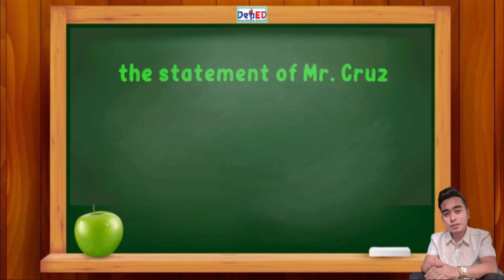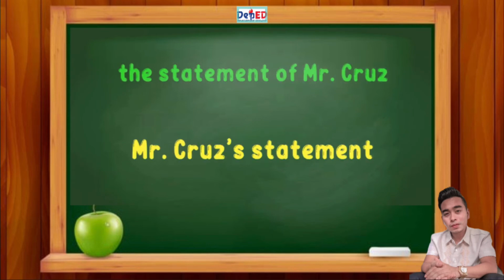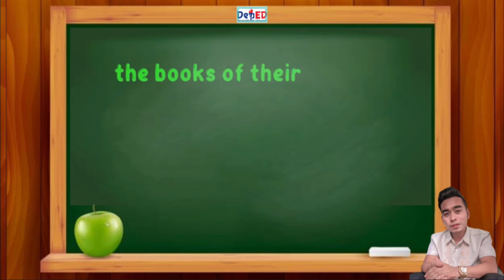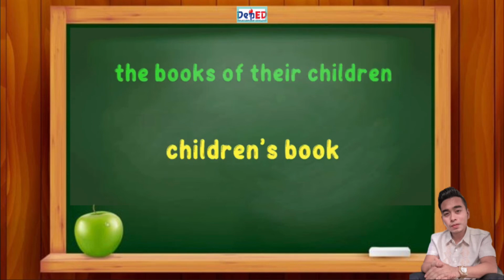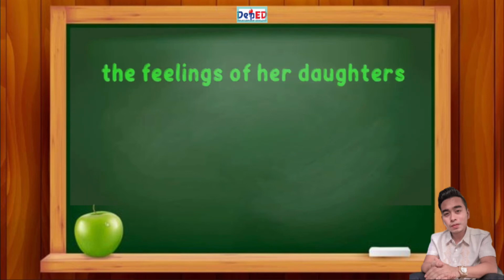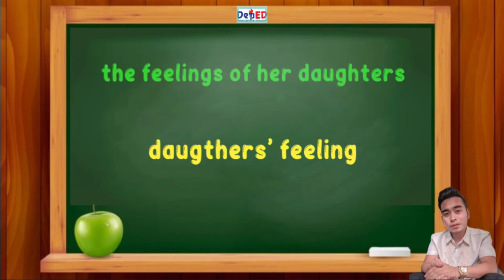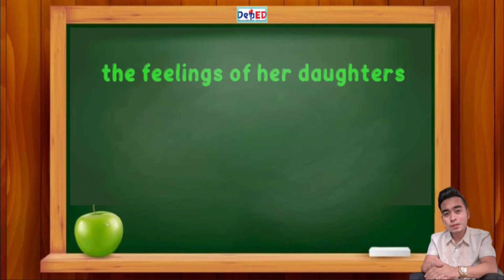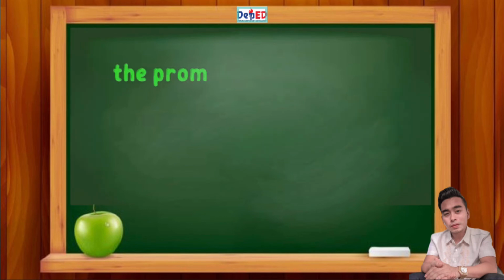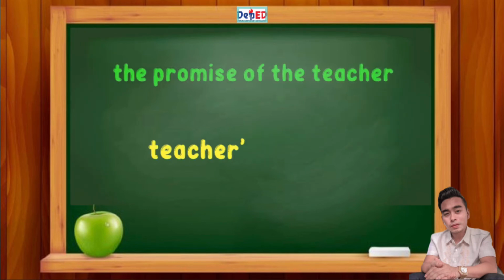The statement of Mr. Cruz. Mr. Cruz's statement. The books of their children. Children's books. The feelings of her daughters. Daughters' feelings. The career of his parents. Parents' career. The promise of the teacher. Teacher's promise.